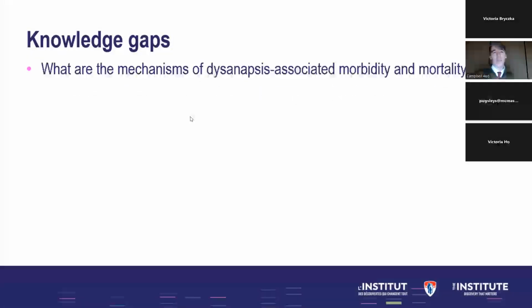So, last knowledge gap slide, and then I'll wrap up. I highlighted that people with dysanapsis have higher incidence of COPD, higher mortality from COPD, but also cardiovascular disease and lung cancer. I mean, that's really weird. What are the potential mechanisms?